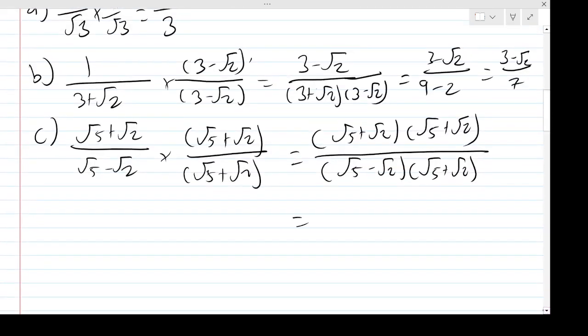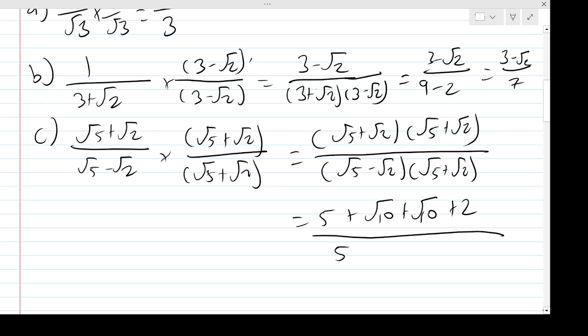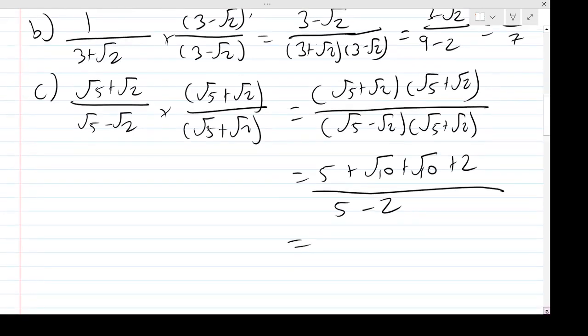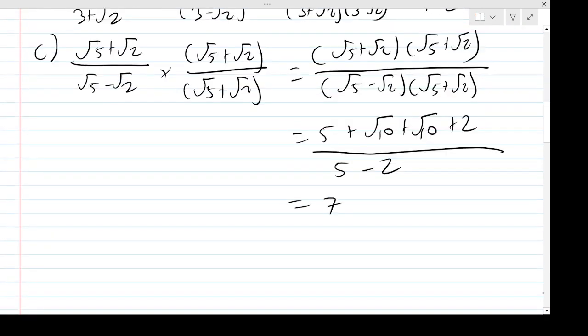And so the top, if we expand that, well, root 5 times root 5 is 5, then root 5 times root 2 is root 10, then root 2 times root 5 is another root 10, and then root 2 times root 2 is just 2. Then on the bottom, difference of two squares, we have root 5 squared, which is 5, take away root 2 squared, which is just take away 2. Then if we collect the like terms, we get 5 plus 2 is 7, root 10 plus root 10 is 2 root 10, and then 5 minus 2 is 3.